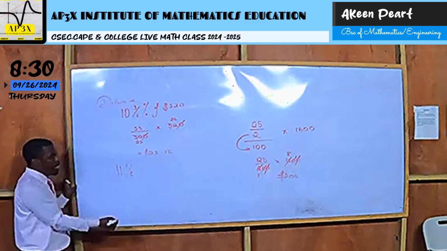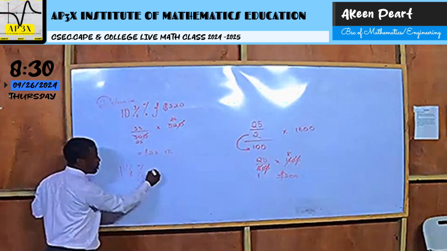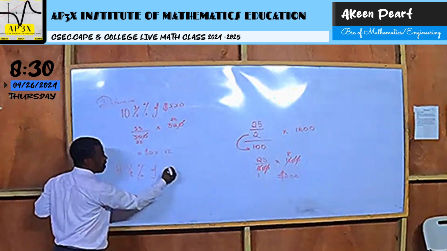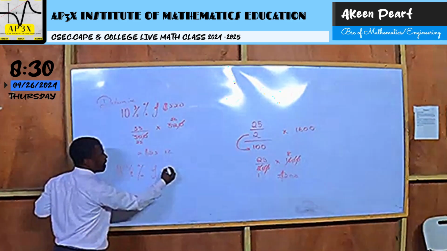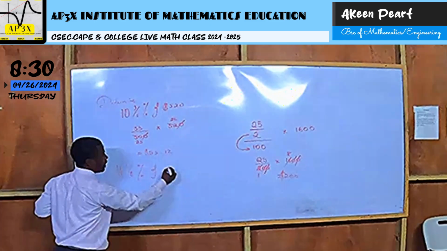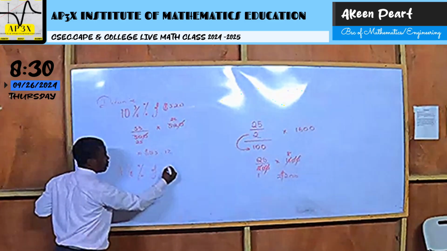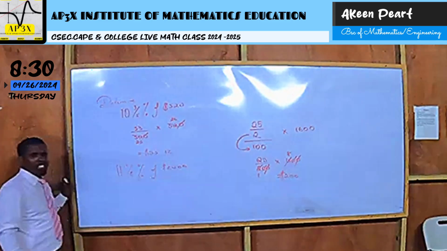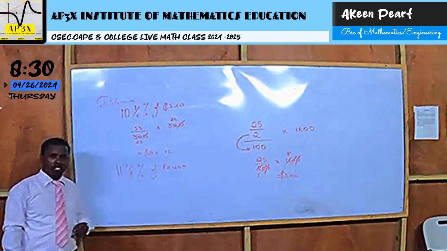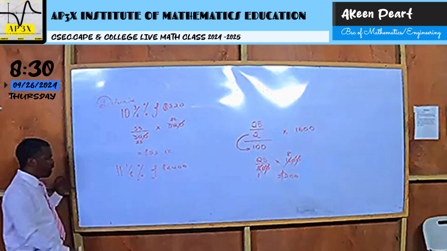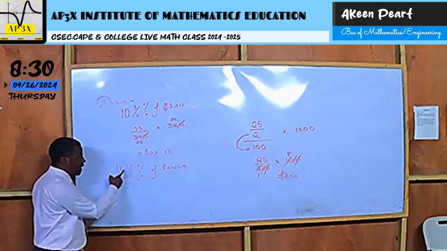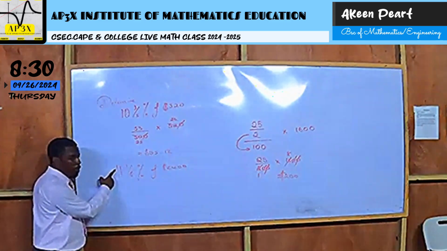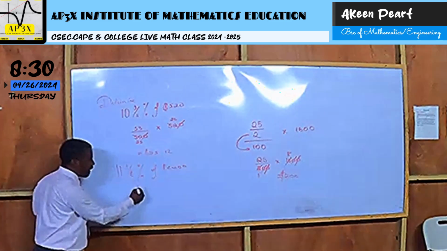So 11 and 1/8% of say 2,400, something like that. So what is 11 and 1/8% of 2,400? 88 over 800. You're going to say 8 times 11 is 88, plus 1 is what? 89.